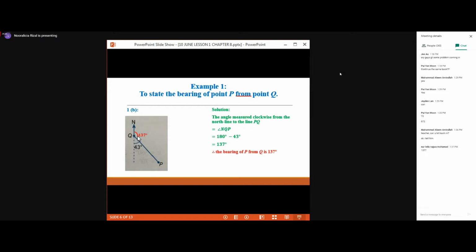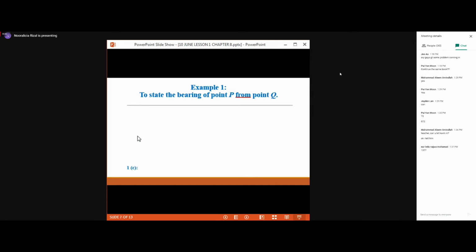So don't forget, if you stop at the green color thing, it's also fine. You rewrite because it's already 3 digits, unless like just now, it's only 2 digits, so you have to rewrite the last sentence. Okay. Question 1C. Still the same thing. Bearing of point P from point Q. So the diagram is now this one here. Just copy it down.